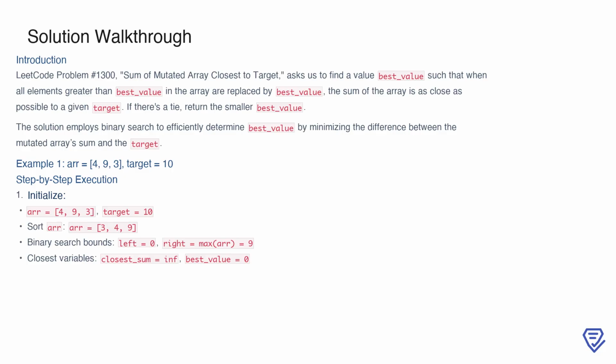For example, with the array 4, 9, 3, and a target of 10, we first sort the array to 3, 4, 9. We then initialize our binary search with bounds left as 0 and right as the maximum value in the array, which is 9. We also track variables closest_sum to store the closest sum we find and best_value to store the corresponding value. Let's explore how this process unfolds step by step.